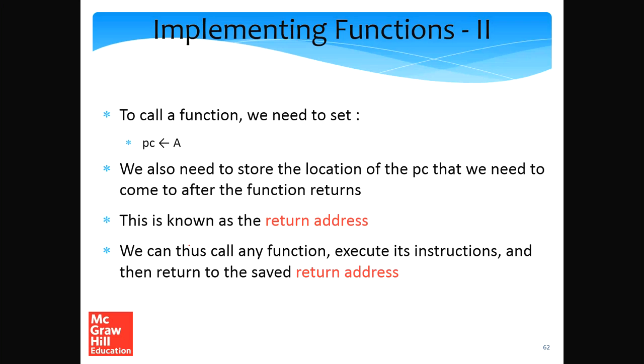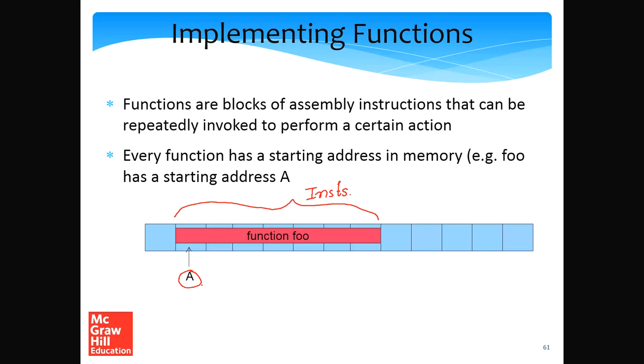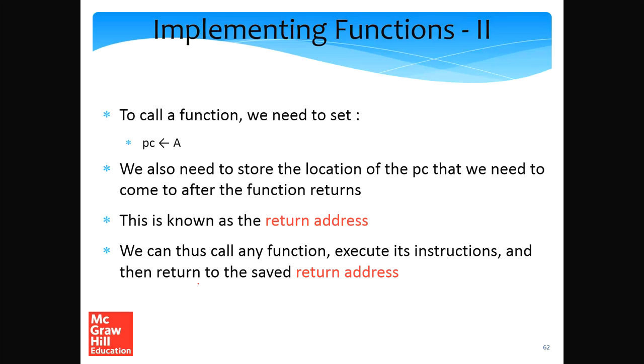So to call a function, what do we need to do? Let's go back to the previous slide. If the starting address is A, we set the program counter to A. This is equivalent to jumping to the first address of the function. Once we do that, we can start executing the function, and after the function completes, we need to store the location of the program counter at which we need to return to. In a traditional execution of a program, we keep on executing, we go and execute some function, we execute the function and we come back, and then we start at exactly the same point. So we need to store the location of the point at which we return from the function. This is known as the return address.